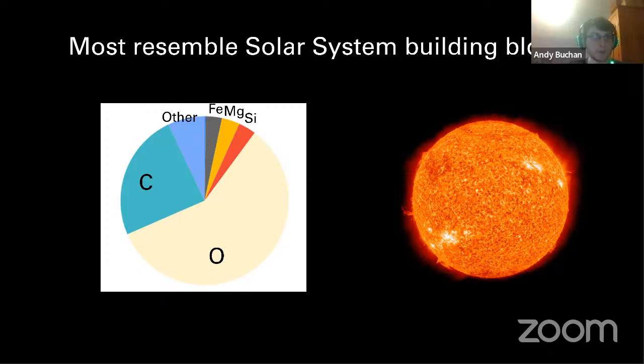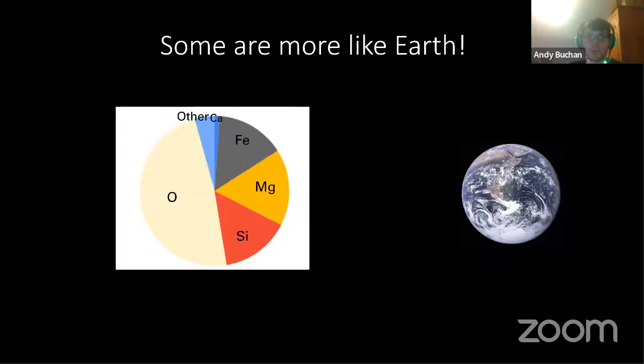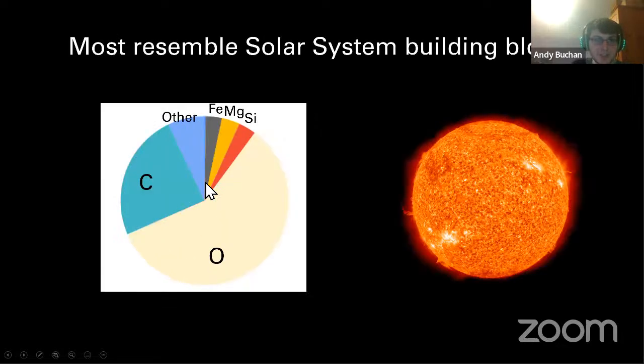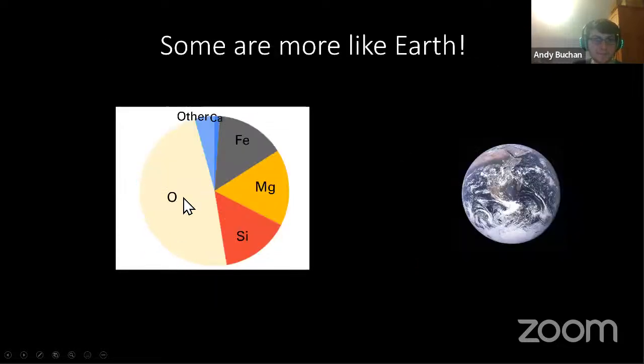However, other white dwarfs show something even more intriguing. So some systems have a comparative lack of oxygen and carbon. If I go backwards and forwards between these two, there's way less oxygen and way less carbon and way more of these elements, iron, magnesium, silicon. This is a closer match to Earth.